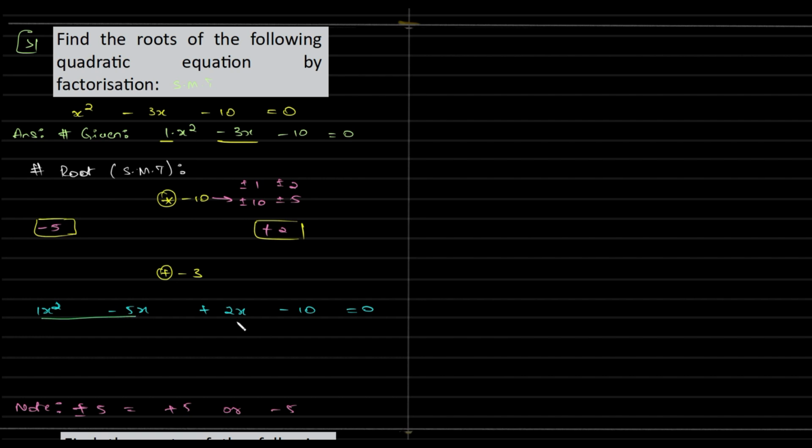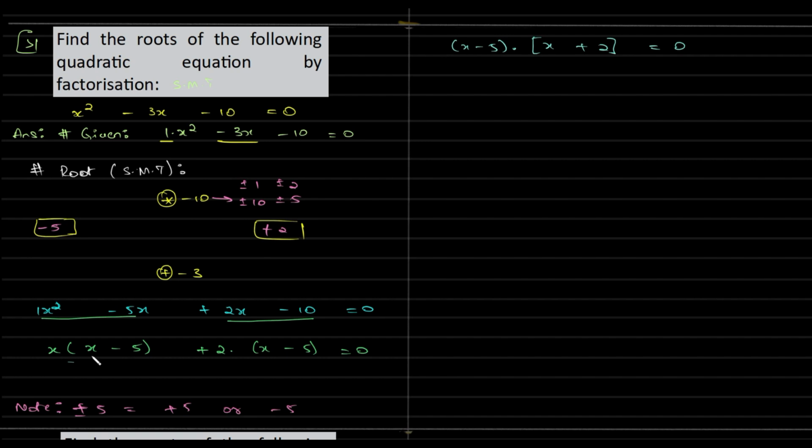And the next step is to factorize, that is, take common and move across. So if I take common x, I'll be left with x minus 5. And between 2x and minus 10, I'll be taking 2 as common. I'll be left with x minus 5 is equal to 0. And now there are two terms, right? Between them, I have to take x minus 5 common. So I'll be left with x plus 2 being equal to 0.